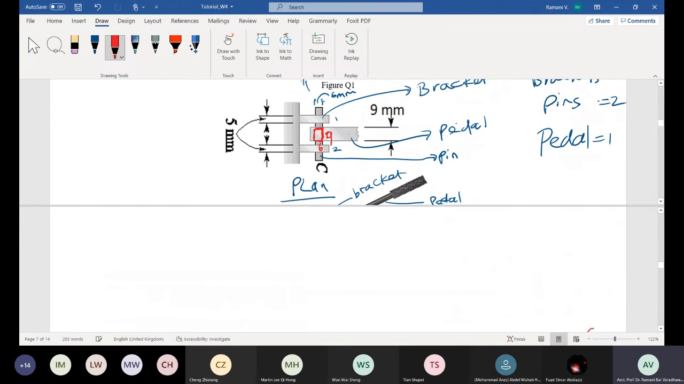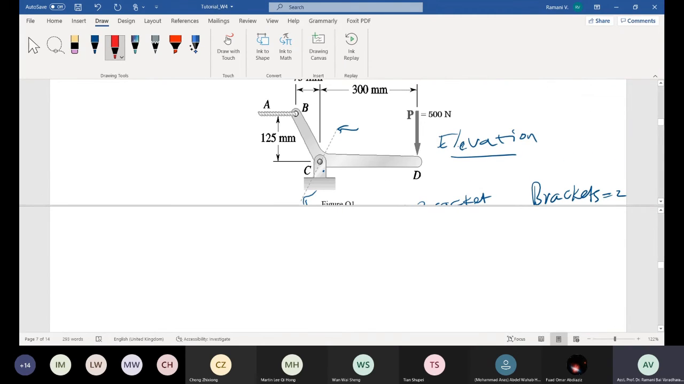Let's move to the third category, which is calculation of stress at the brackets. There are two brackets, so you need to divide. Brackets, right? Same formula, shear stress.